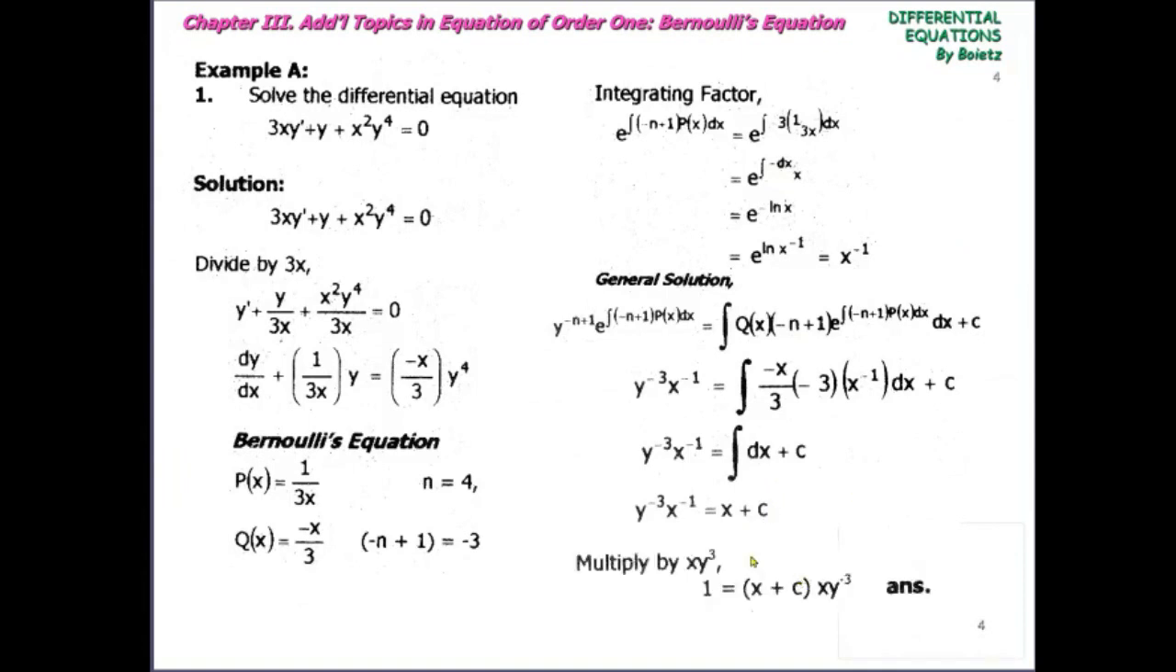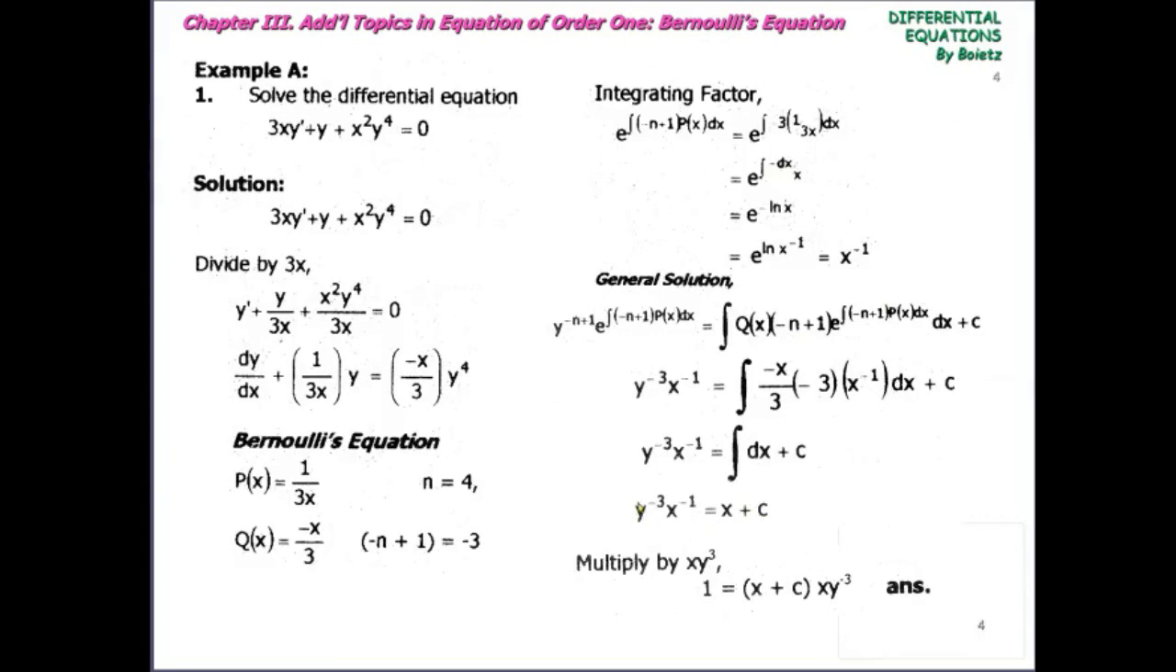Then the general solution is this formula. Then y to the negative 3 na siya. Ito yung negative n plus 1. So y to the negative 3. Okay. Then the integrating factor, x to the negative 1. The integral of qx is negative x over 3. Negative n plus 1 is negative 3. The integrating factor, x to the negative 1 dx plus c. So makakancel yung negative, negative, 3, 3. Maging x, cancel din. So matitira na lang is positive dx. So integrate, so this will become, yun.